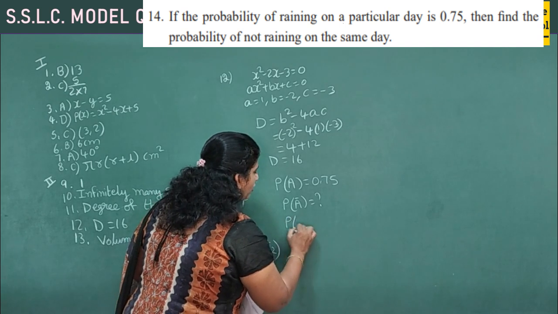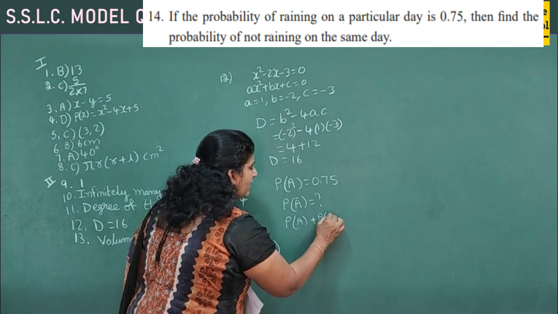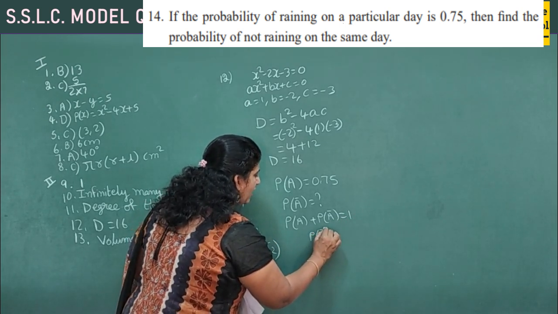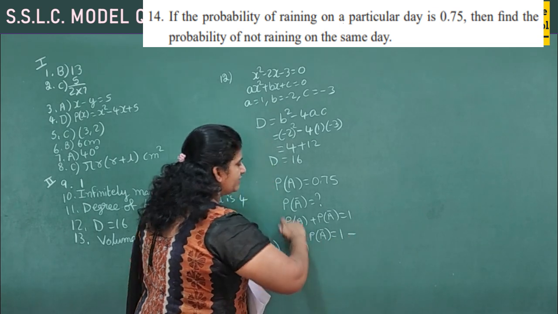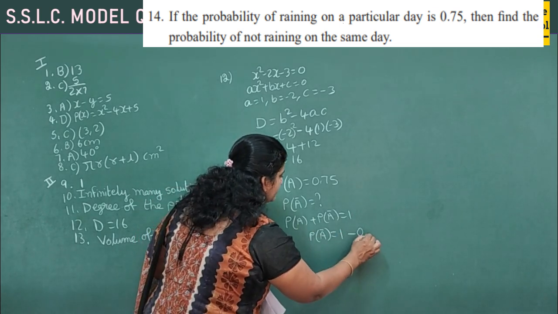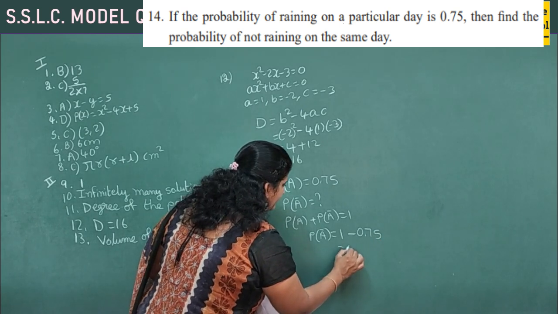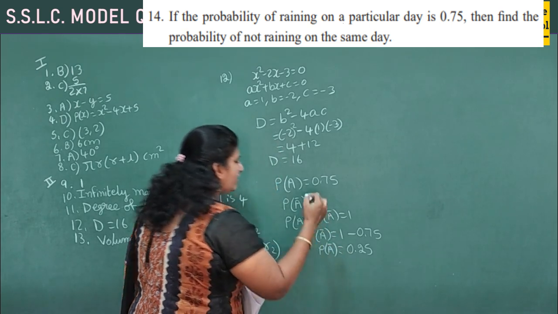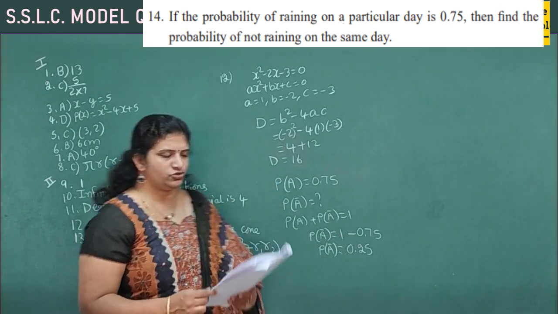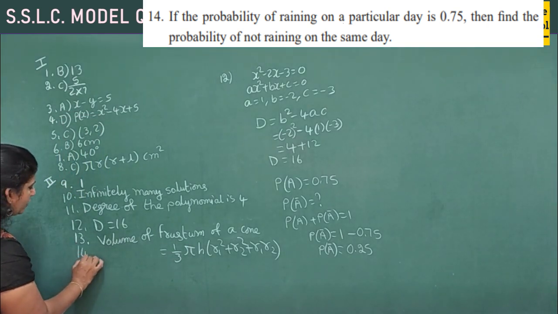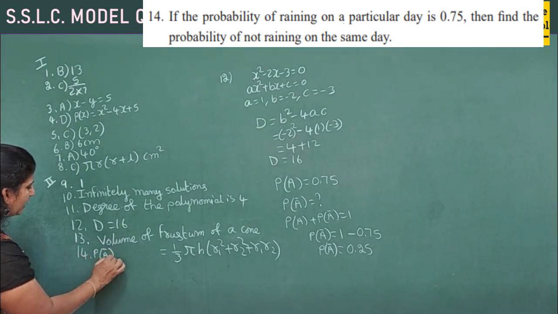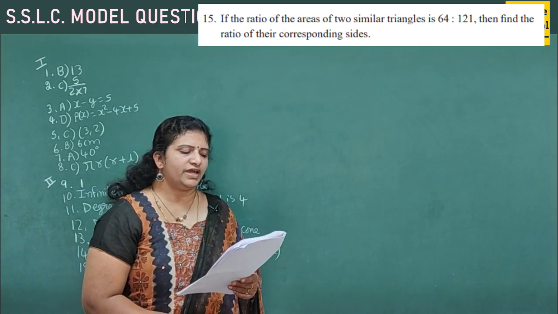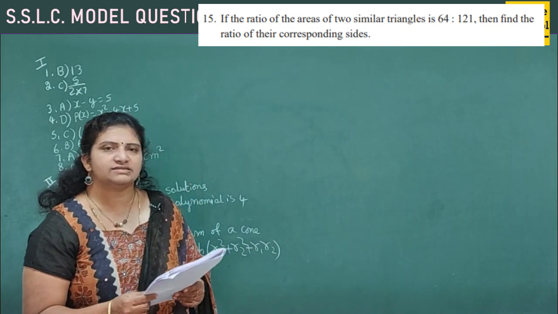We know P of A plus P of A bar is equal to 1. So substitute here, P of A bar is equal to 1, transpose that side, 1 minus 0.75. That is 0.25. What is the probability of not raining on the same day? 0.25. P of A bar is equal to 0.25.